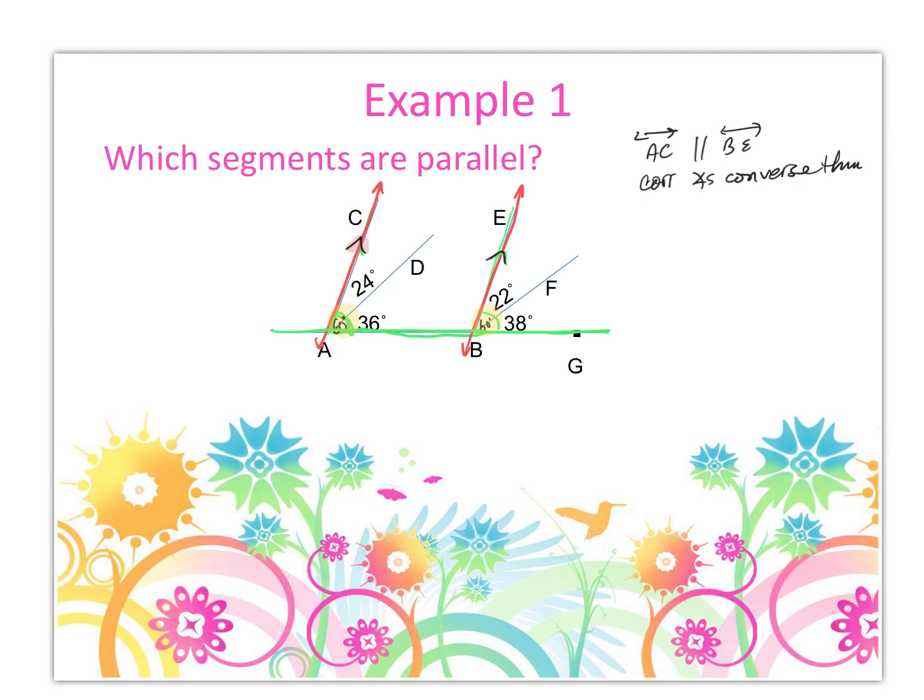Now, the next set of lines that I'm trying to figure out are parallel, right? I'm trying to figure out if this line here, AD, and this line here, BF, are parallel. Again, I have this transversal, so I know that my corresponding angles would be this angle, 36, and 38, and notice that those are not equal. So because those corresponding angles are not congruent, I know that AD and BF are not parallel lines.